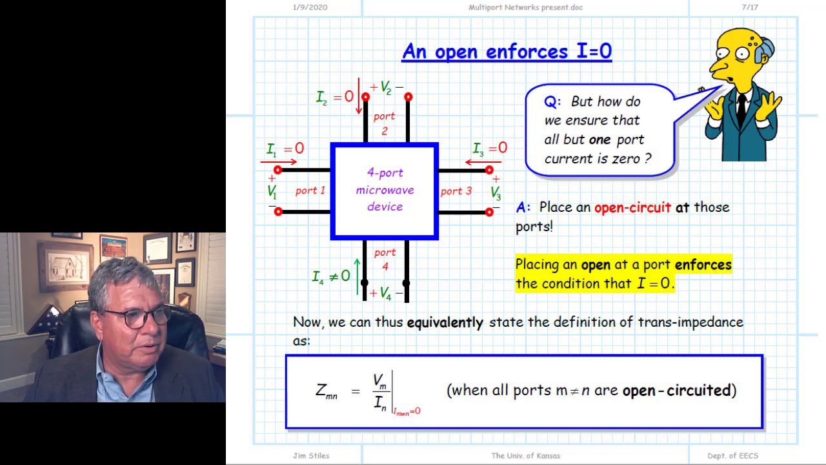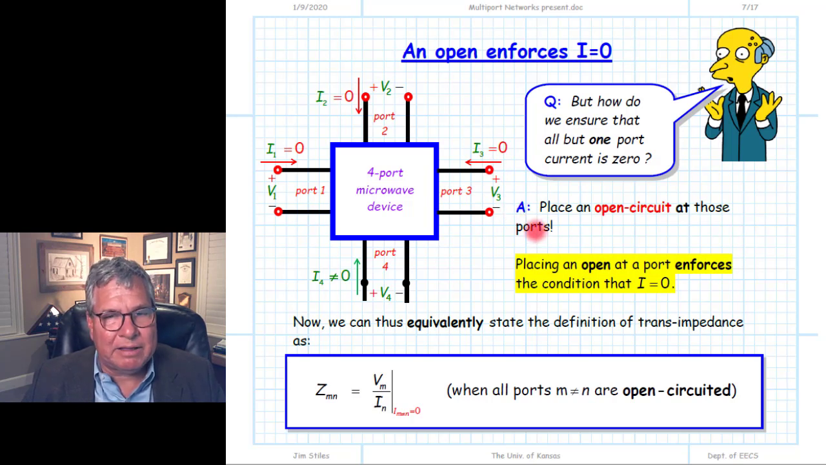So for the example where we want to find, let's say, Z24, what we need is a current at port 4 that's non-zero, but we need the current at all other ports to be equal to 0. To enforce that condition, we can place open circuits at all of those other ports. And so what we're doing is having a current flowing into port 4, and with respect to the other ports, we have an open circuit, and therefore these voltages are effectively open circuit voltages that we measure at those other ports.